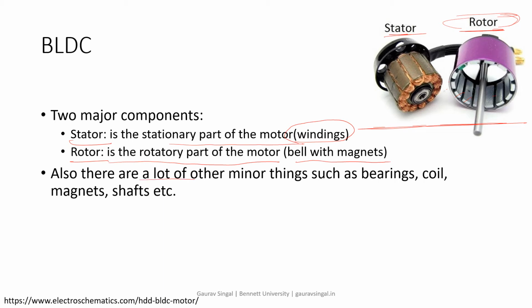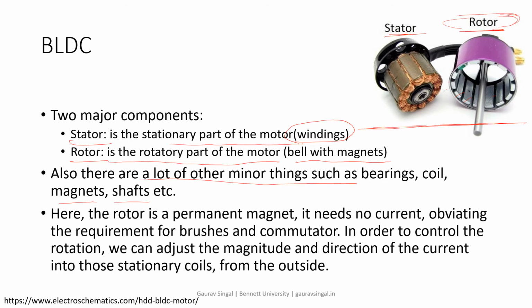So also there are a lot of other minor things such as bearing, coil, magnet, shaft, the same as a normal brushed motor. Here the rotor is a permanent magnet. It needs no current, obviating the requirement for brushes and commutator.